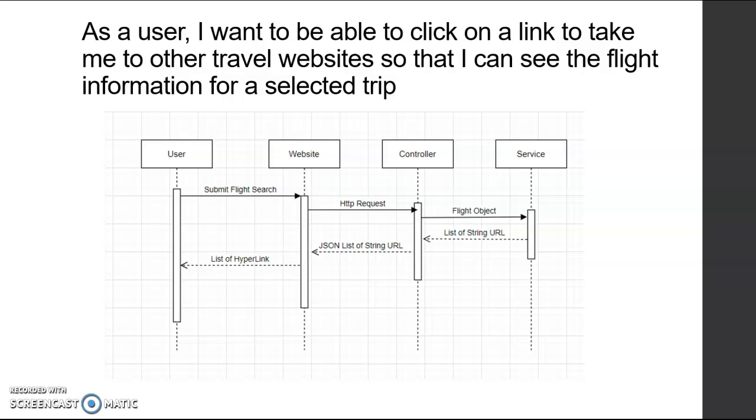As a user, I want to be able to click on a link to take me to another travel website so I can see the flight information for a selected trip. So first, the user has to submit a flight search form. Whenever they do that, an HTTP request will be sent from the website.